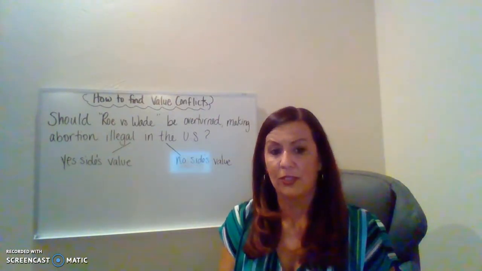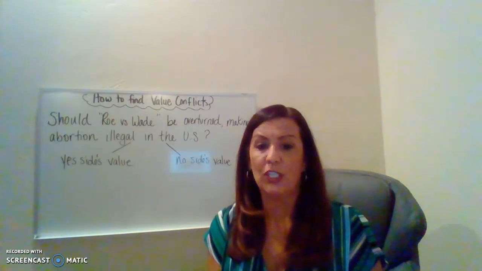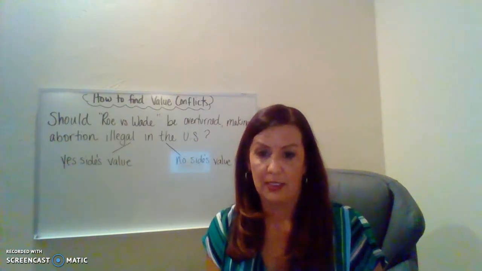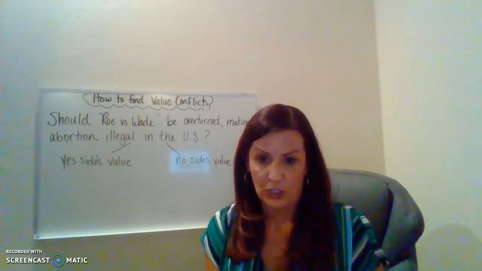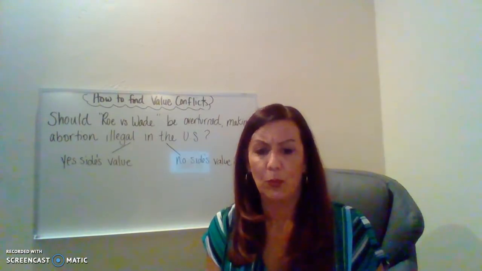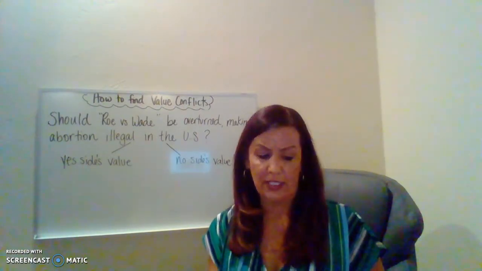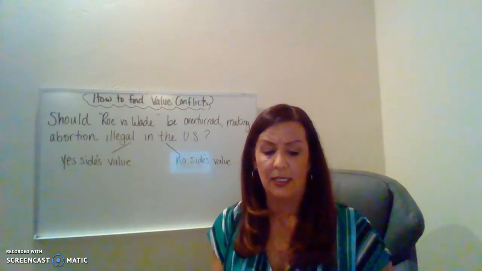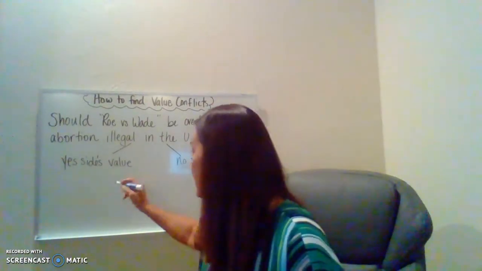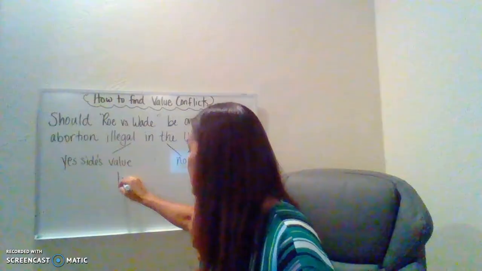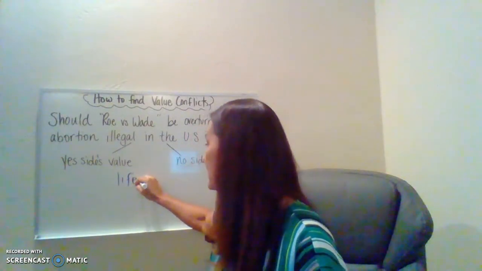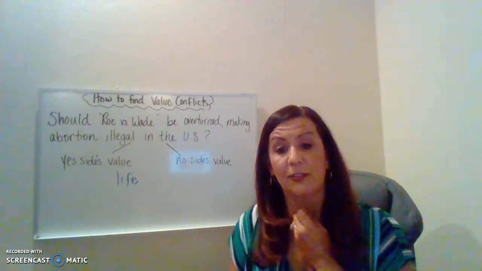So think about those on the yes side, that we should overturn Roe versus Wade. Those who believe that abortion should become illegal, what do you think is their main value that drives them? And I would have to say that, again, similar to the death penalty, their main value is life.